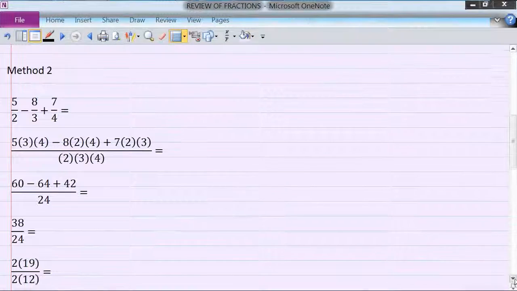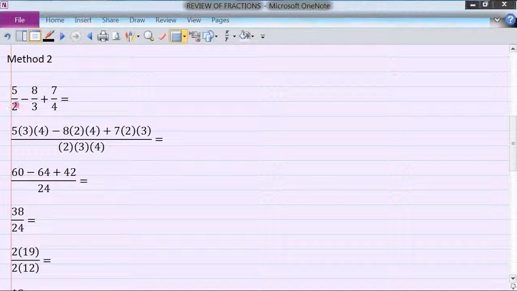Now there's another way of doing it. If you don't want to do the least common multiple, you could just put 2, 3, and 4 in here. 2, 3, and 4 on the denominator. Okay? Now, obviously that won't give you the lowest common multiple, but the answer will still work out. You just take whatever the numbers are here and you put them down here.